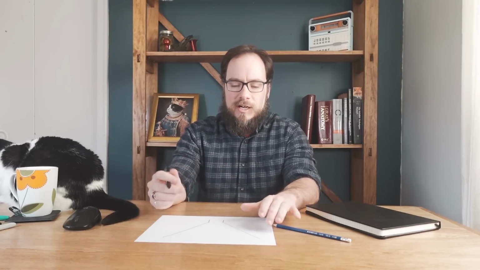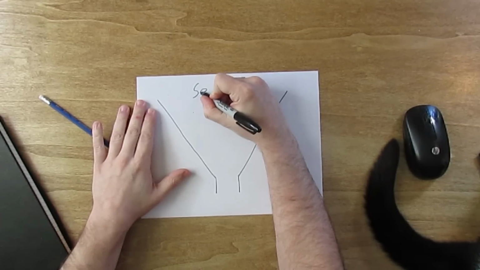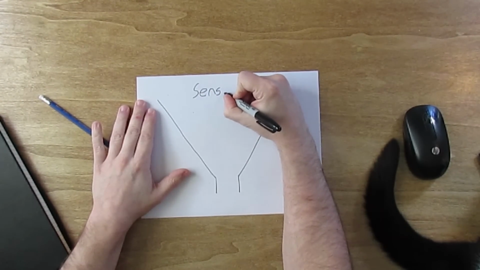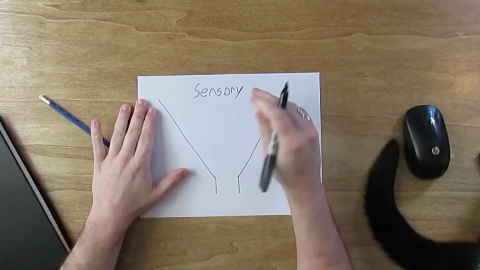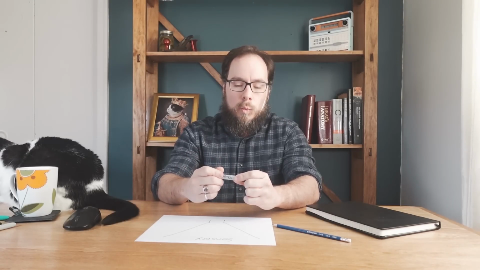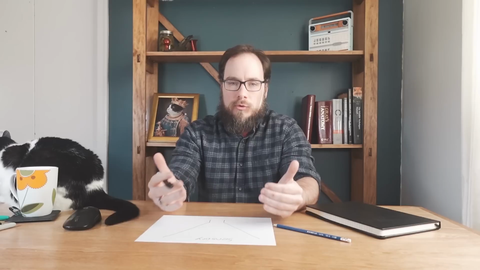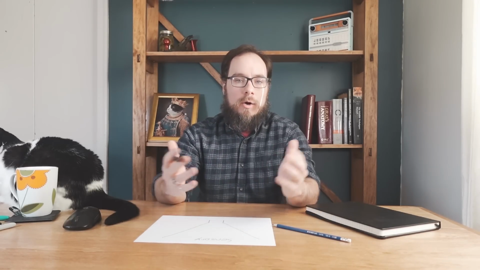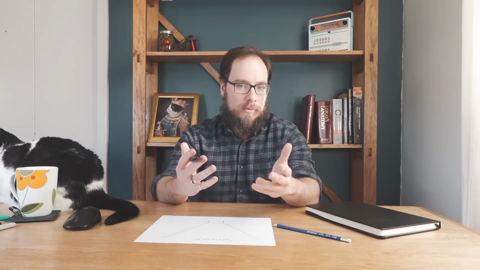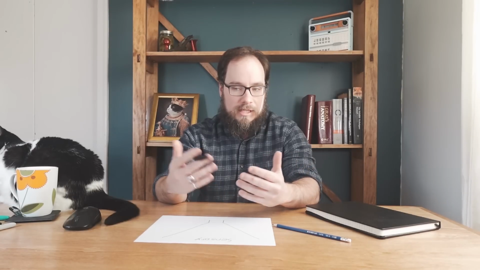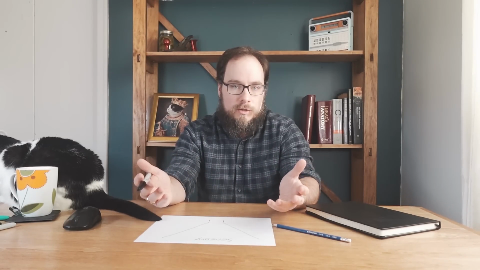All right, so let's start at the top of the funnel with what I'm calling the sensory information. This is basically where and when your story is happening, what environment it's happening in. Are we in Las Vegas? Are we on the top of a mountain? Are we in a submarine? Are we in the jungle?